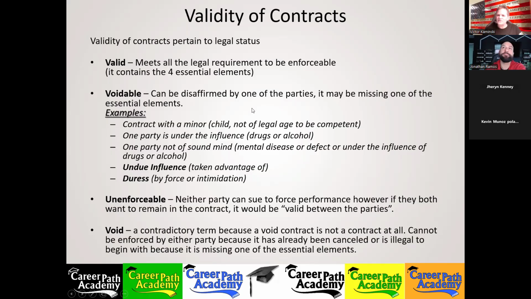So a voidable contract can be disaffirmed by one of the parties, and with an unenforceable contract, neither party can sue to force performance. However, if they both want to be in the contract, let them be in the contract. They could carry out the terms if they wish. And a void contract, once again, is a contradictory term because it's not a contract at all. A void contract is either missing one of the essential elements, or it cannot be enforced because it already has been canceled, or is illegal to begin with.